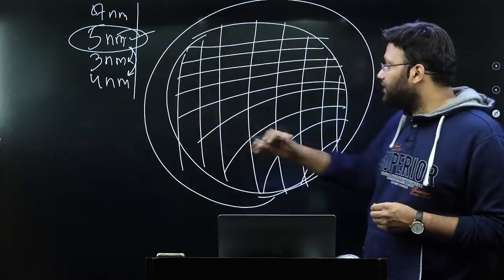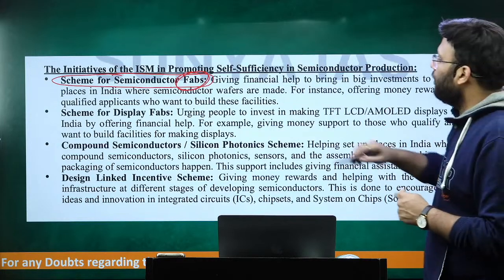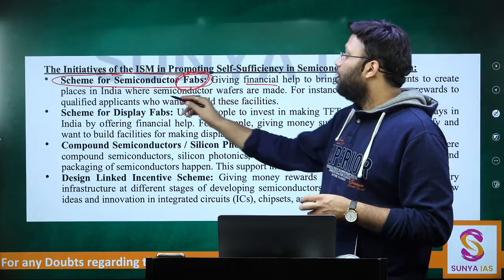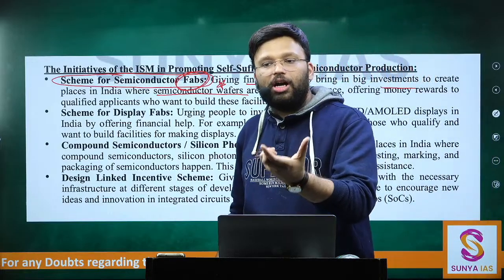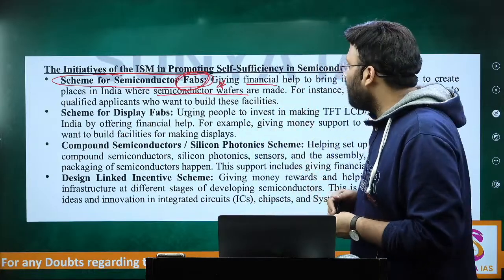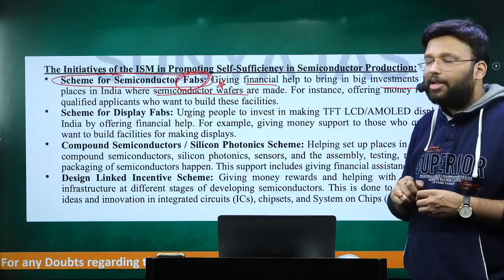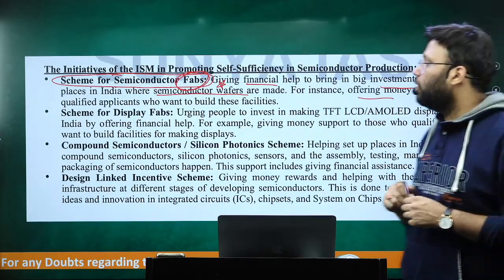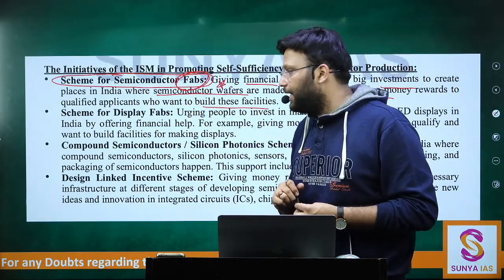So how India has launched a scheme on this, let's see. We are giving financial help to bring in big investment to create places in India where semiconductor wafers are made. Fabs are also called semiconductor wafers, the base on which we carve and create semiconductors. So we are giving financial help to places where semiconductor fabs can be created, for instance offering money rewards to qualified applicants who want to build these facilities. This is happening again under the PLI scheme.